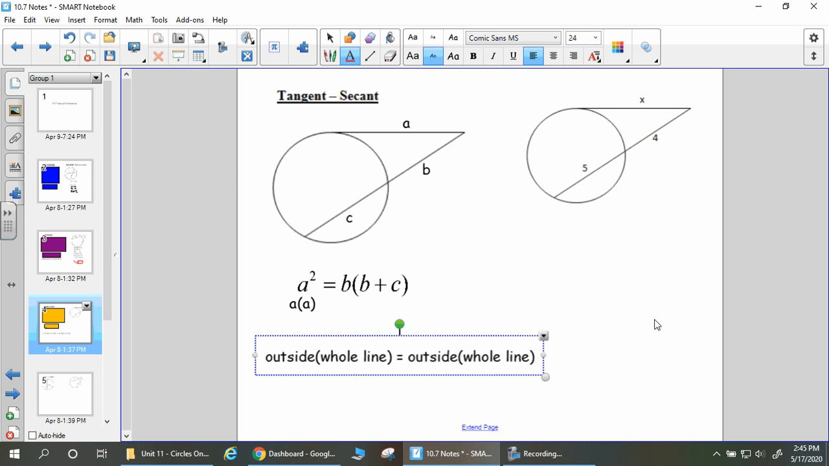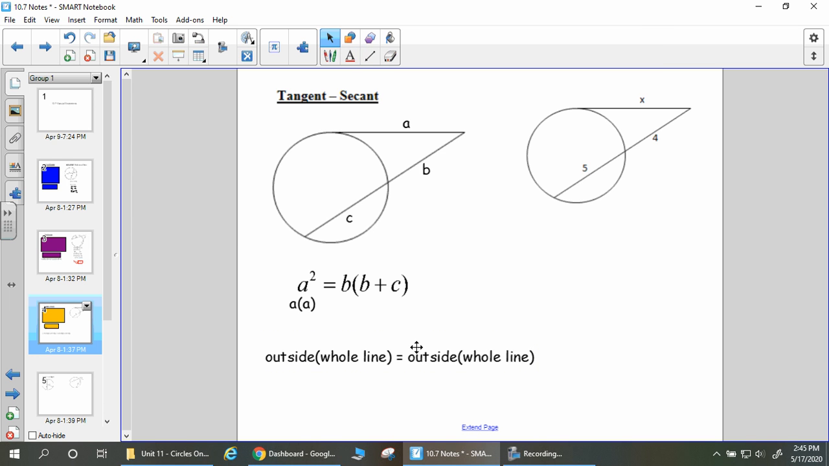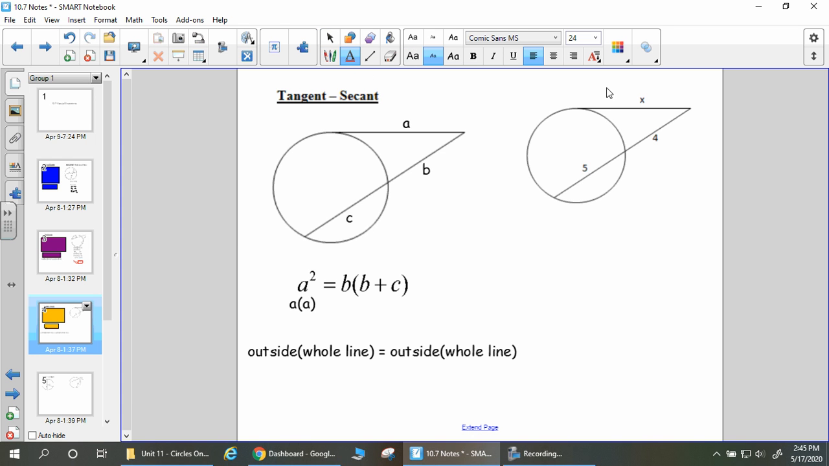So the same setup that I just used on the previous question, I get to use on these questions as well. So this is why I'm saying don't get hung up on A, B, C, D. Look at the picture. What are you looking at? If you have part inside and part outside, the only phrase you need to remember is outside times the whole line. So I'm going to take that approach over to this question. So x is outside, x is the whole line. 4 is outside. 4 plus 5 is the whole line.